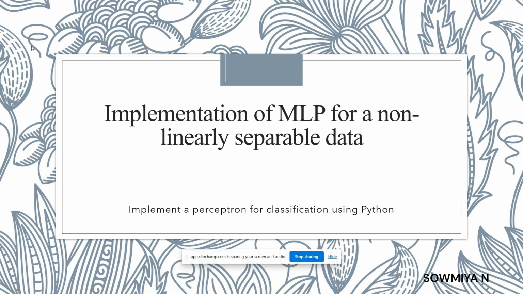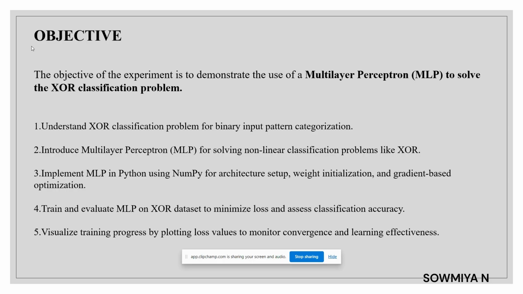Hello everyone. So in this video we will be dealing with the implementation of MLP for a non-linearly separable data using Python. The objective of the experiment is to demonstrate the use of multi-layer perceptron to solve the XOR classification problem. So initially in the experiment, we will be defining a neural network architecture with a specified number of input, hidden and output units. Then the network model is trained using backpropagation and gradient descent.